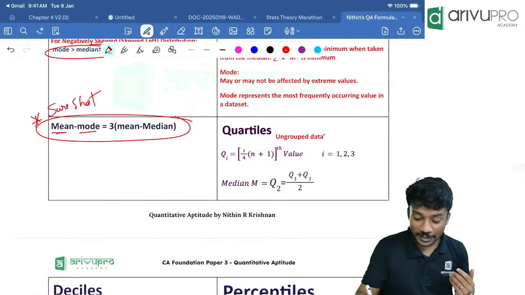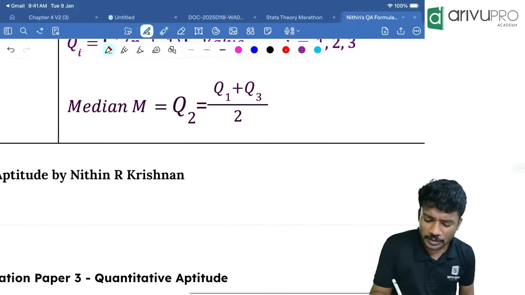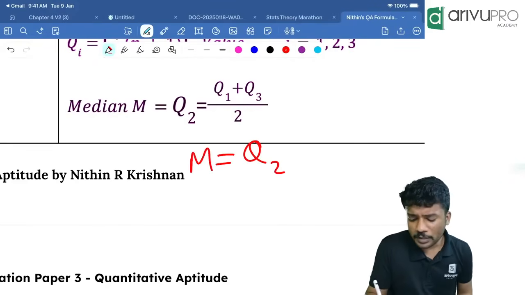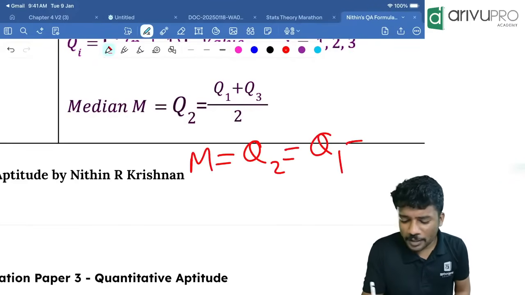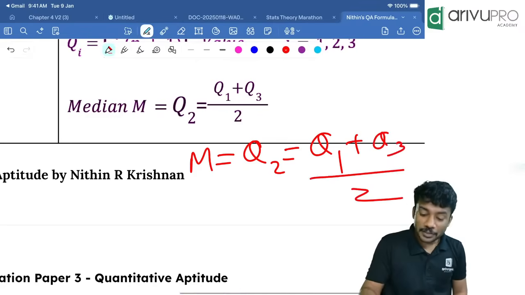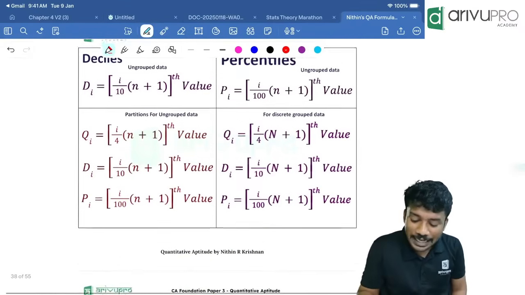You can do it. We already discussed these formulas, right? Then one important thing. Median can be written as what? The second quartile. That is nothing but Q1 plus Q3 divided by 2. Remember this. It will be useful later.